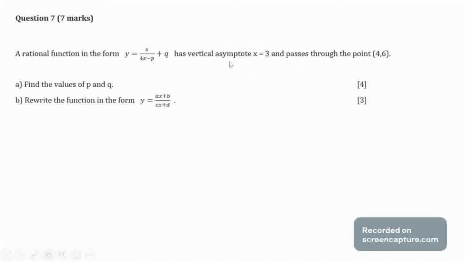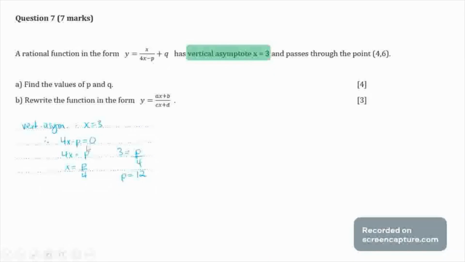Vertical asymptote, remember, is determined by looking at the denominator of your rational function and setting it equal to 0, because we cannot have a denominator that is 0. So we solve and see what that gives us. We can begin there and say 4x minus p is equal to 0. Set that equal to 0 and solve.